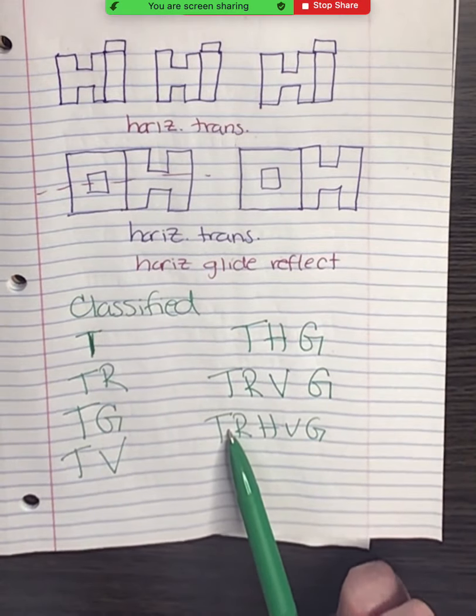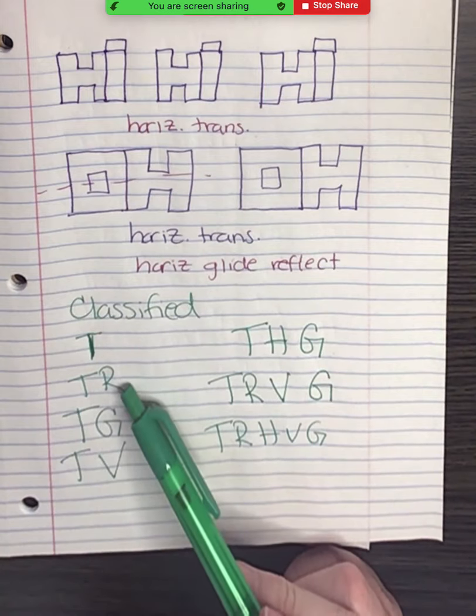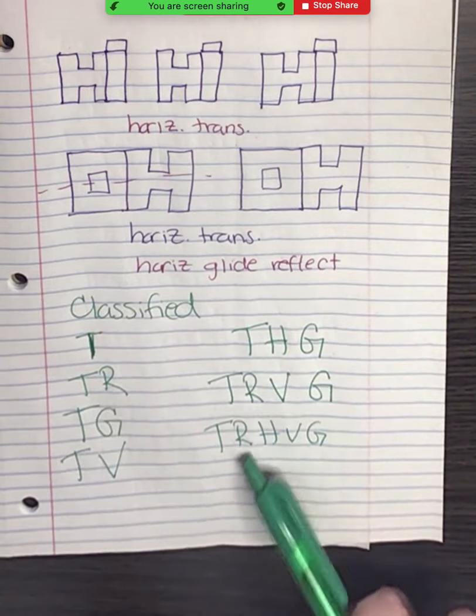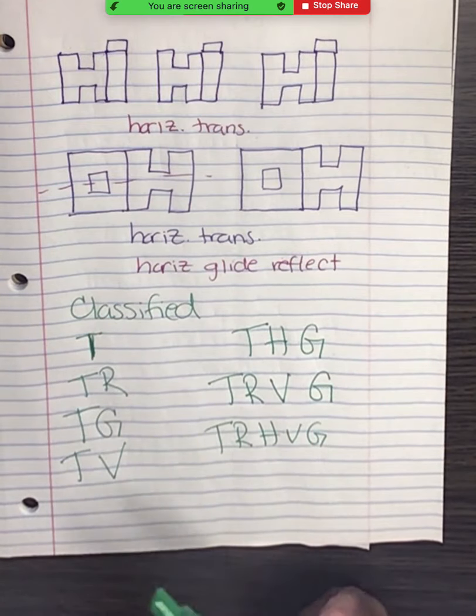Okay? So to narrow it down, the first thing you want to say is, do they have a reflection? If they do, they have to be one of these 3. If they don't, then it's one of these 4. And then look for lines of reflection. Okay?